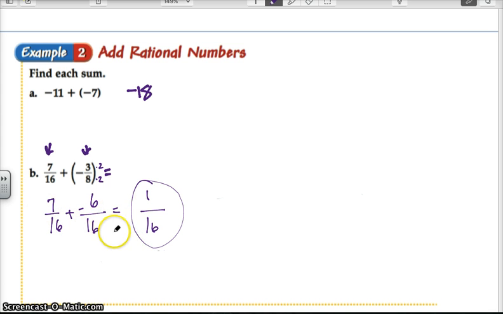So remember, when we add fractions, we don't add the denominators, just the numerators. The denominator comes along for the ride. And when we're adding two numbers with different signs, the answer is going to take the sign of the number that has the highest absolute value. All right, let's look at another example.